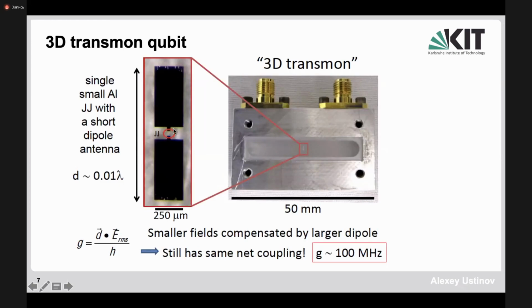And therefore, this qubit is simply 2 bulk electrodes, which you see here, with a little Josephson junction in the middle, which is not visible because it's very, very small. So smaller fields which occur here are compensated by choosing a larger dipole moment for the qubit, and the dispersive shift can be as large as tens or even hundreds of megahertz, depending on the design.